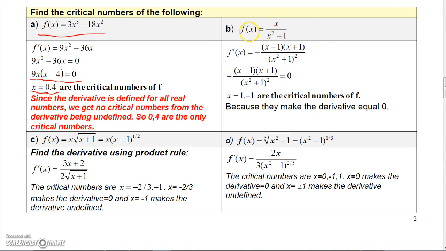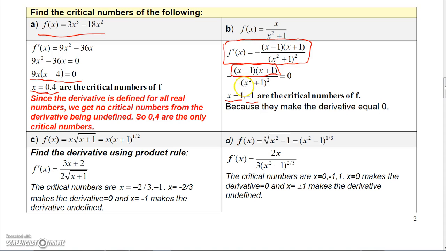Okay, here's a rational function, x over x squared plus 1. So apply your quotient rule and see if you can get this derivative. Now, the first thing I'm going to do is find out what's going to make the derivative equal to 0. Well, the derivative would be 0 if the numerator is 0. And the only thing that makes the numerator 0 would be if x minus 1 equals 0. Well, that means x would be 1. Or if x plus 1 equals 0, which means x equals negative 1.